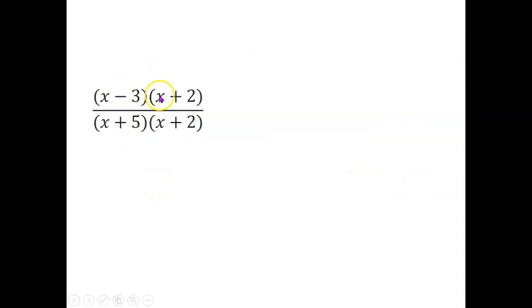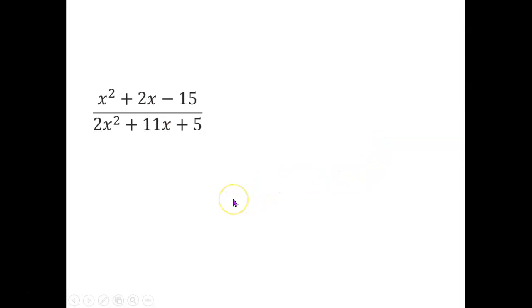So let's start with an easy one. This is easy because it's already factored for us. On top we have x minus 3 times x plus 2. On the bottom we have x plus 5 times x plus 2. Can you see what we can cancel? Yeah, there's an x plus 2 on top and on the bottom. We can divide those out, so canceling those really means we're taking the numerator divided by x plus 2, we're taking the denominator divided by x plus 2, and so what we have left is x minus 3 over x plus 5. That's equivalent to what we started with, but it's simpler.